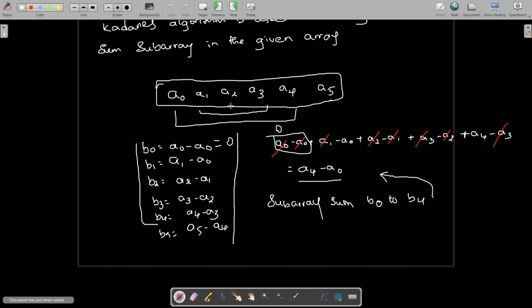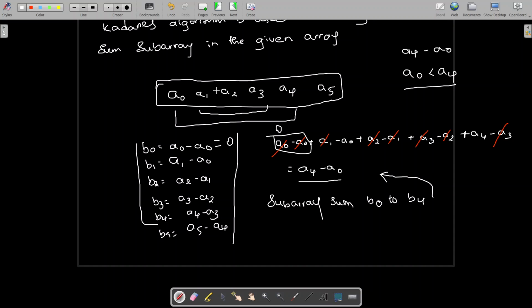Suppose we know that a0 is less than a4, we definitely know that this can give a profit, right? So in order to get that profit, what will we do? We will be doing a4 minus a0. Here the subarray sum, if we sum all this, we won't be getting a4 minus a0, right?